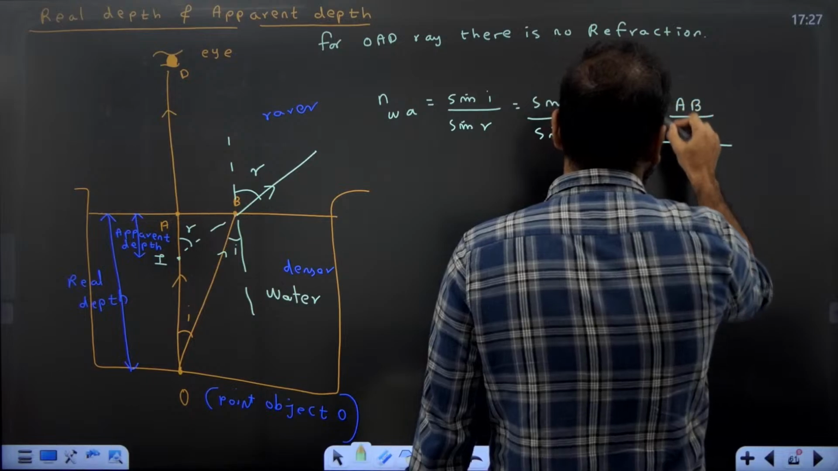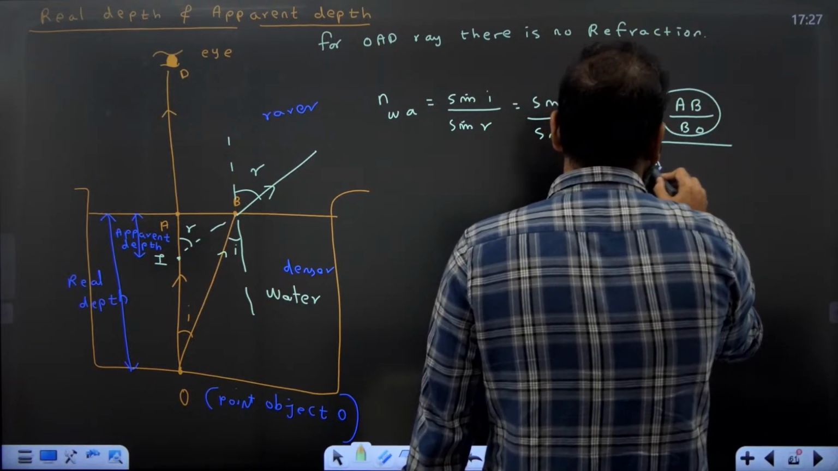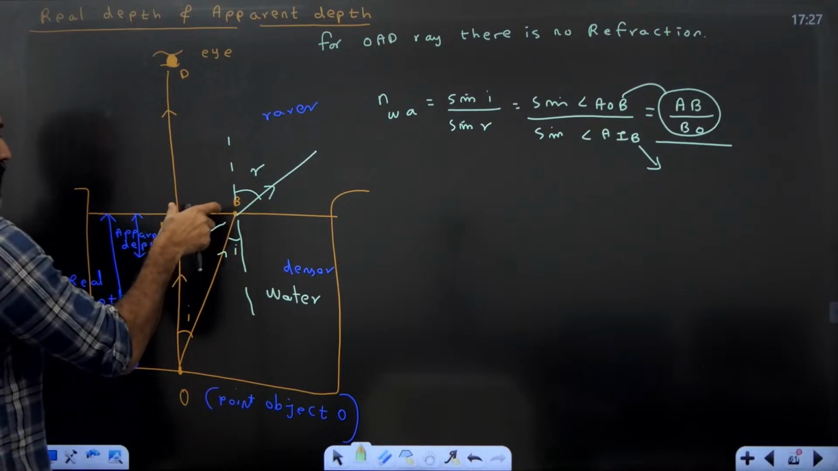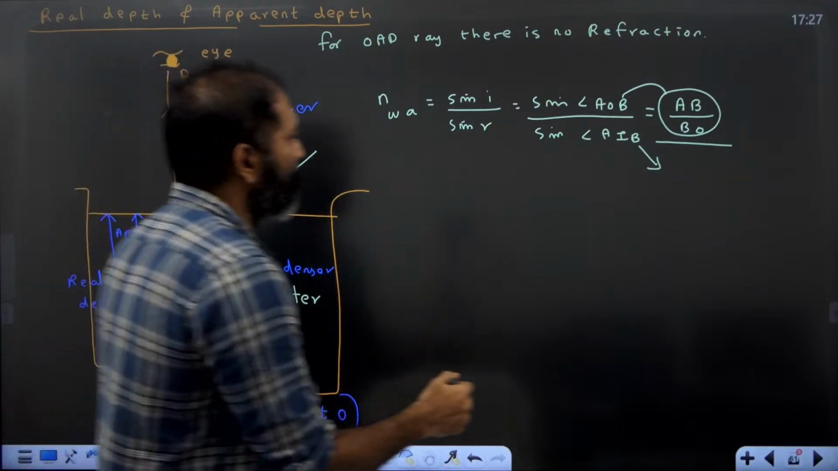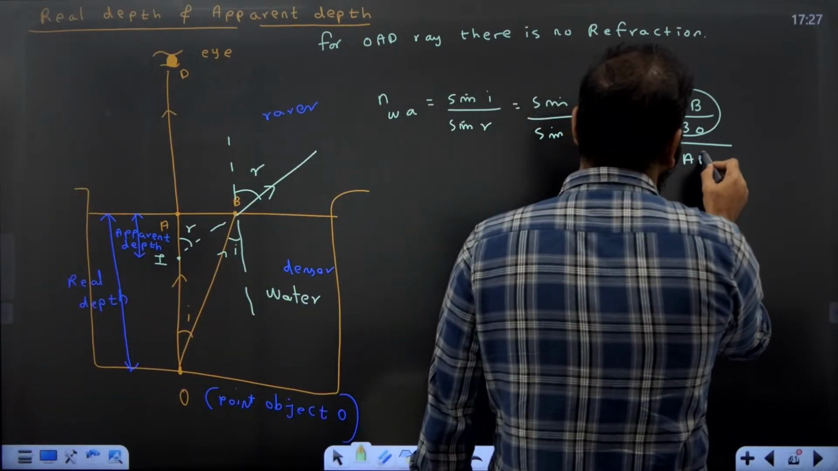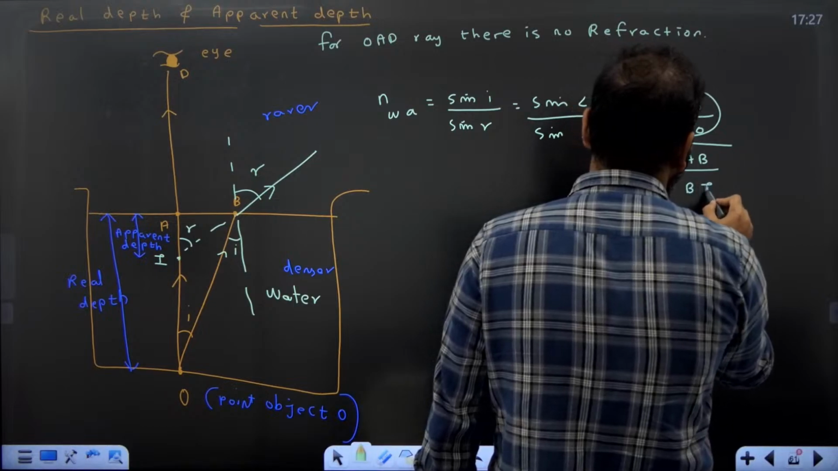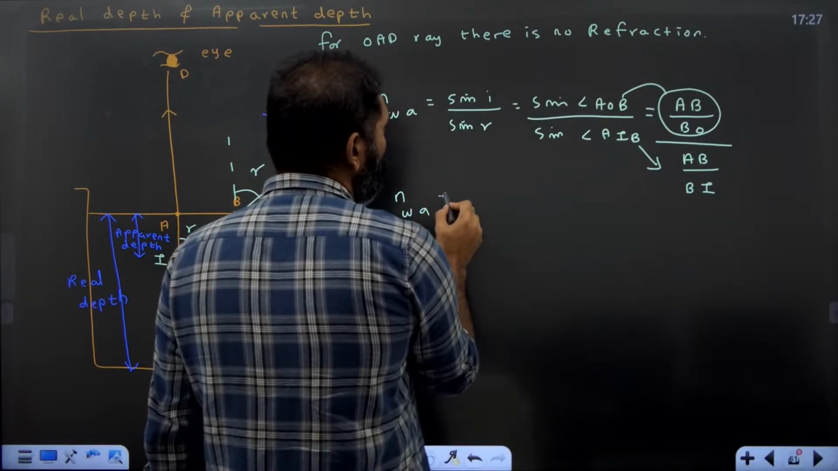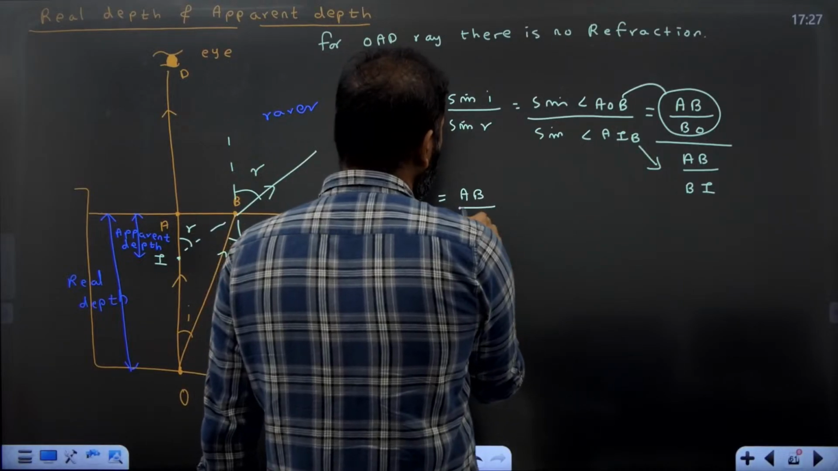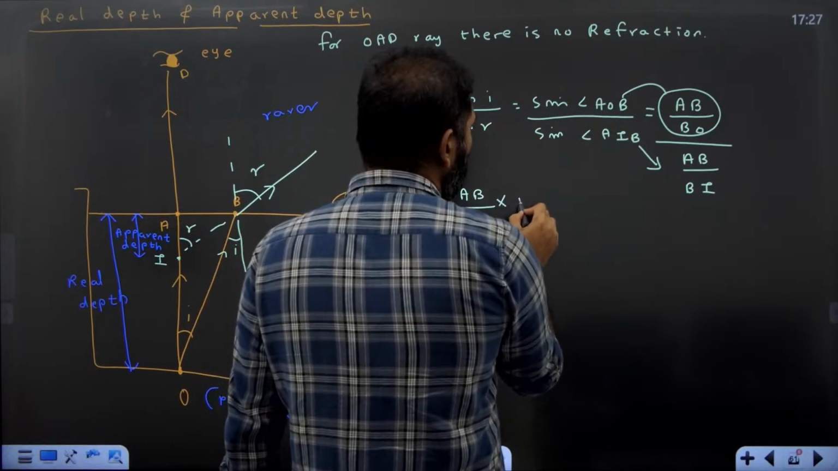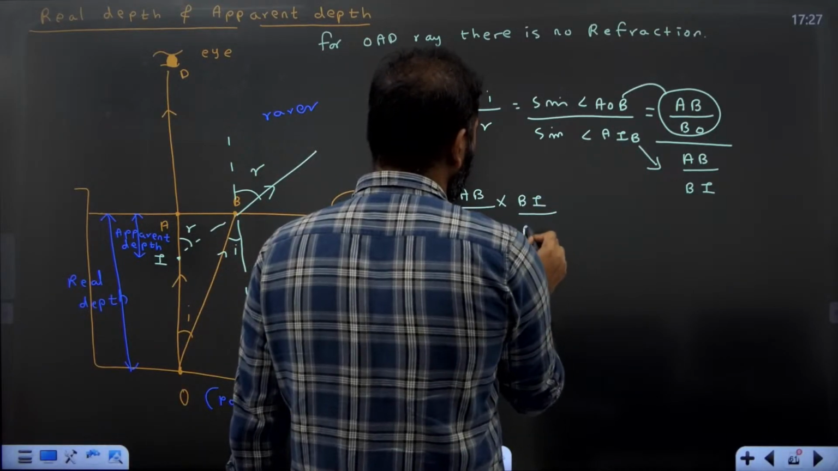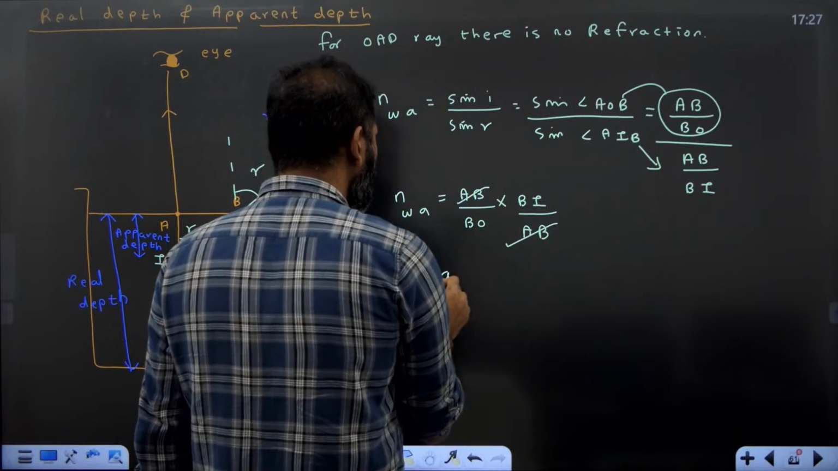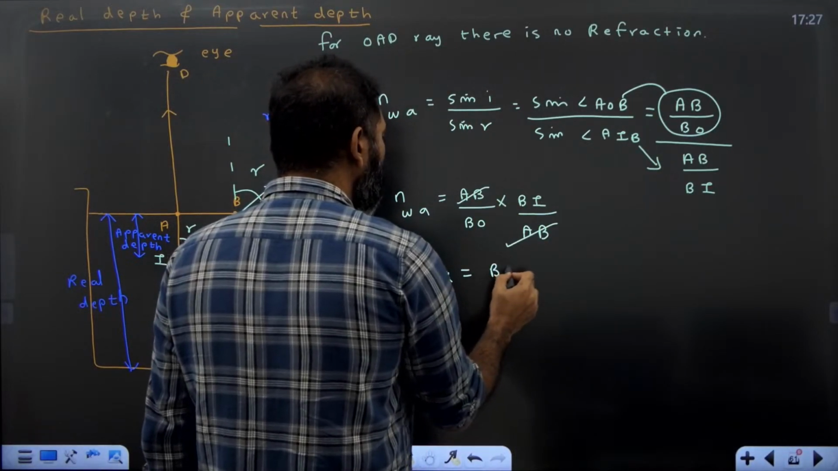This is AB by BO. What is sine angle AIB? Opposite side AB, hypotenuse BI. So AB by BI. So refractiveness of air with respect to water is equal to AB by BO into BI by AB. So AB gone. So refractiveness of air with respect to water is equal to what? BI by BO.